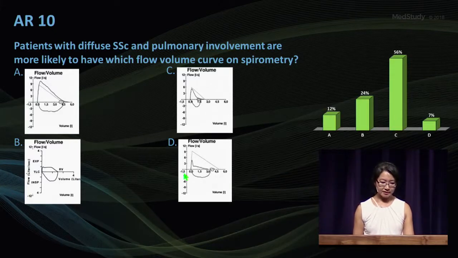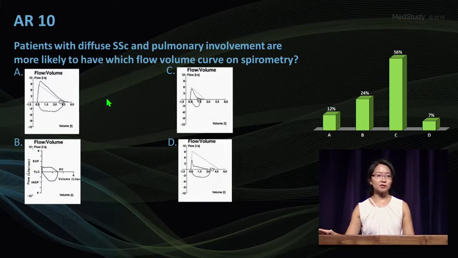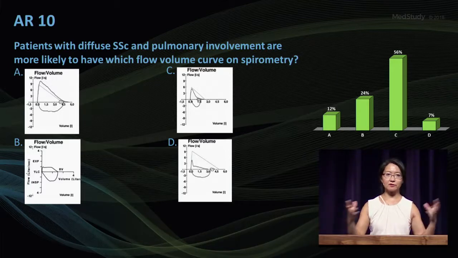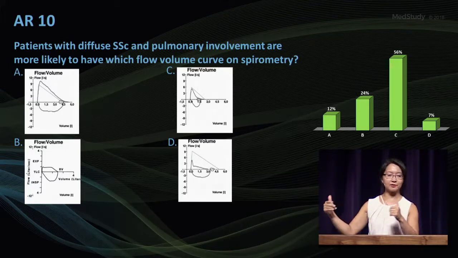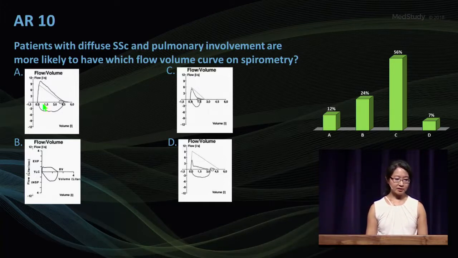C is correct. It's a restrictive pattern. So when you're asked a board question, they don't necessarily say, what is the diagnosis? They will say, well, interpret this test result. And they give you all the scenarios, and then they say, what do you do next? So the first one is actually a normal volume curve. This is what is anticipated. This is what is done by the patient, expected and actual.